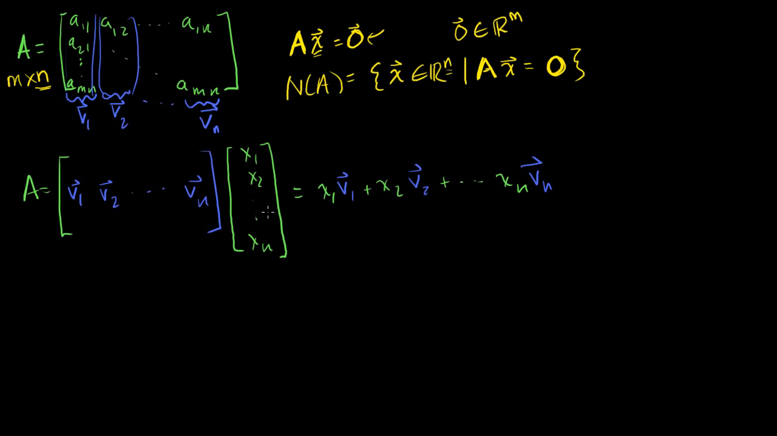Now, if we're saying that Ax is equal to 0, we're looking for the solution set to that. If we're looking at the solution set to Ax equals 0, then that means this sum is equal to the 0 vector. We want to figure out the x1s, x2s, x3s, all the way to xn's that make this equal the 0 vector. And what are we doing? We're taking linear combinations of our column vectors, and seeing if we can take some linear combination and get it to the 0 vector.